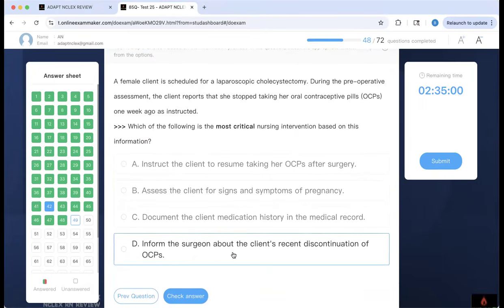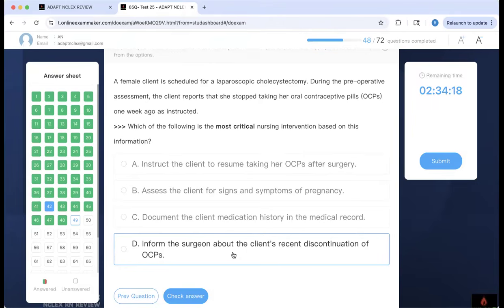A female client is scheduled for laparoscopic cholecystectomy. During the pre-op assessment, the nurse learns that she stopped taking her oral contraception 1 week ago as prescribed. Which of the following is the most critical nursing intervention based on this information? During this preoperative assessment, the patient took oral contraception and stopped the medication 1 week ago. What do you think? Instruct the client to resume taking the oral contraception after surgery. Assess the client for signs and symptoms of pregnancy. Document the client's medication history in the medical record. Inform the surgeon about the client's recent discontinuation of the oral contraception.